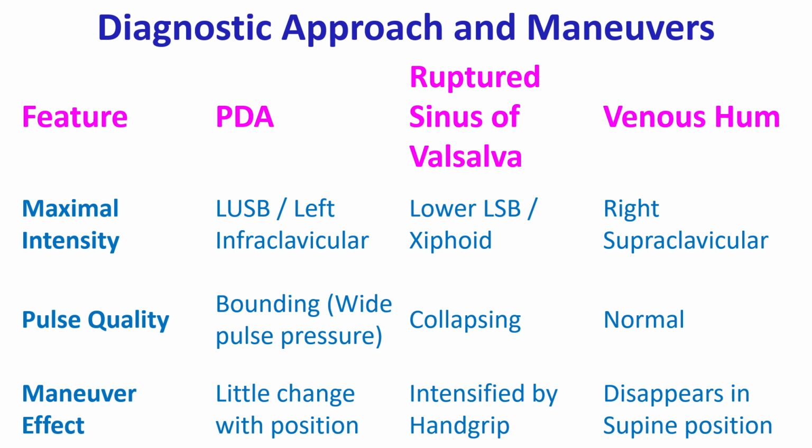Maximal intensity in case of PDA is left upper sternal border or left infraclavicular region, while in ruptured sinus of Valsalva, it is lower left sternal border or xiphoid region. In venous hum, it is right supraclavicular. Pulse quality is bounding with wide pulse pressure in PDA, collapsing in ruptured sinus of Valsalva, and normal in venous hum. Could be slightly high volume if there is severe anemia.